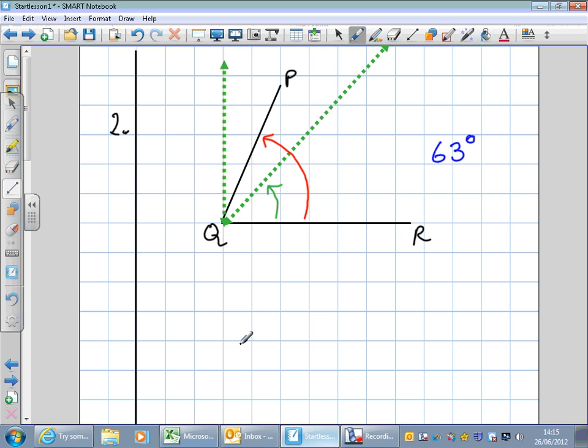To estimate the size of an angle, mentally picture or superimpose a right angle on the angle you're trying to measure. Then try and mentally picture half a right angle, 45 degrees, and then use that to gauge how much more or less than 45 degrees your angle is.